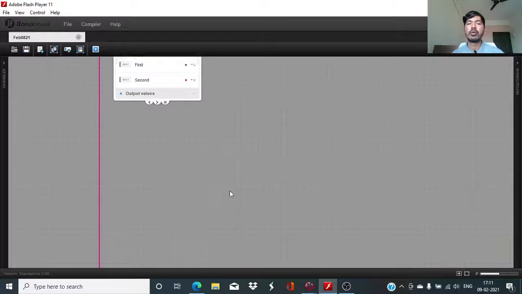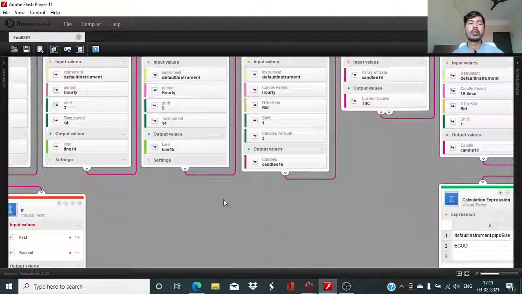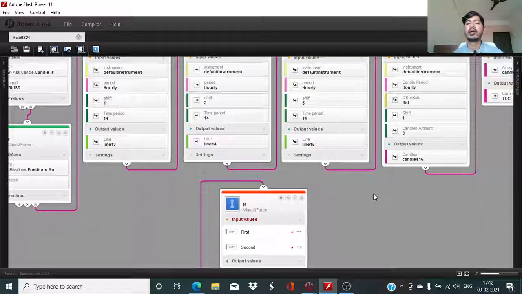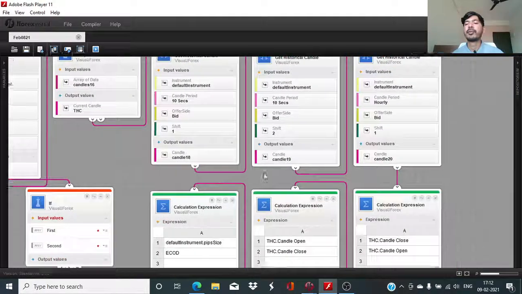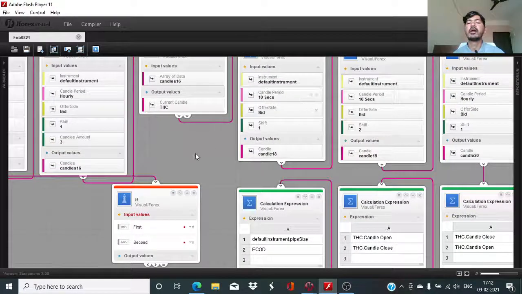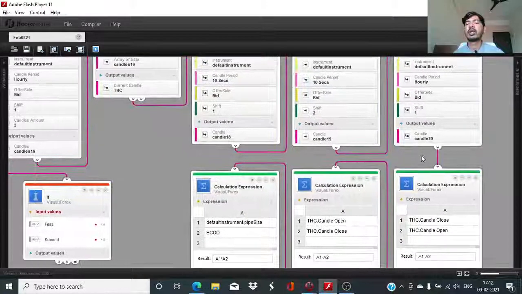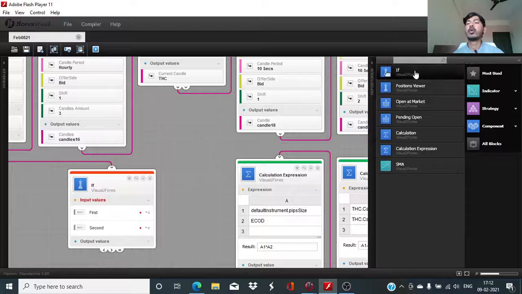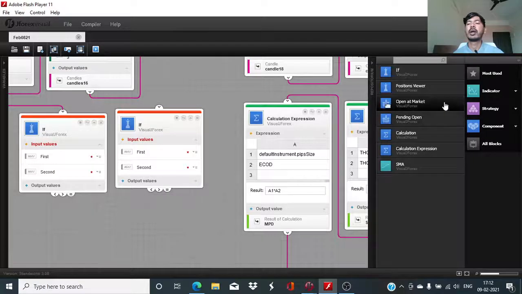Now all we have to do is pinpoint the exact entry point where the trade execution is supposed to happen. For that, I will have to rely on this historical candle data. Here it is, 10 seconds data. We will be comparing the output values for candle 18 and candle 19 with the output value for candle 20, the closing prices. So let us take one more if-else block, and then open at market will also be required.